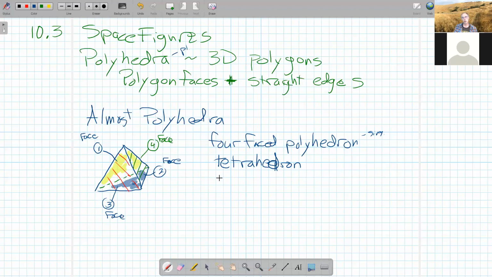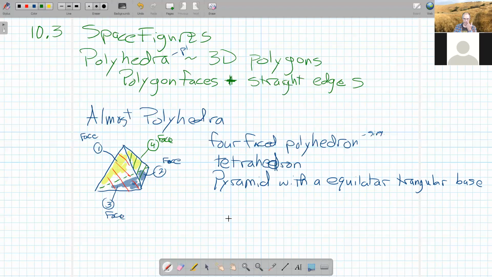This could also be called a pyramid. And in this case, it would be more specific. It's a pyramid with an equilateral triangular base. Compared to like the Egyptian pyramids.